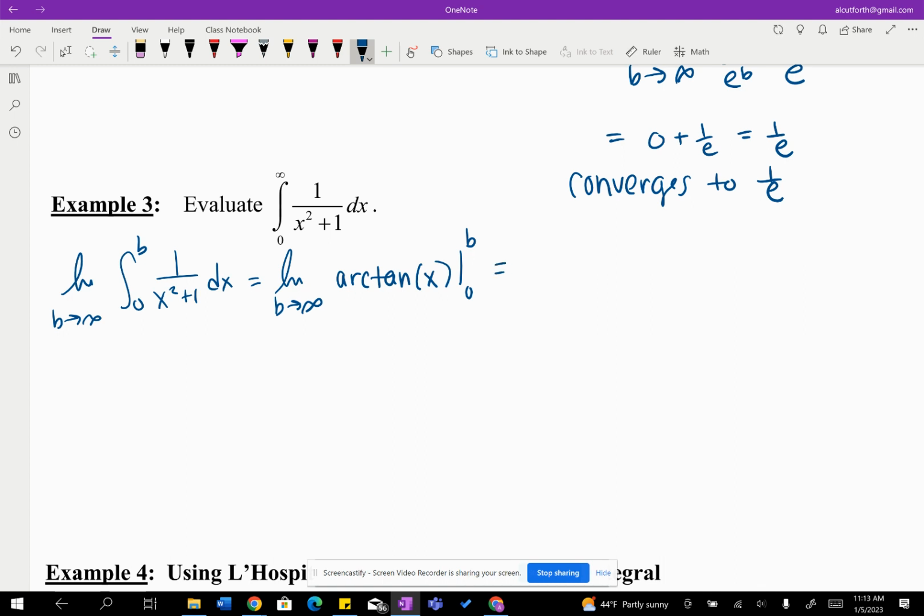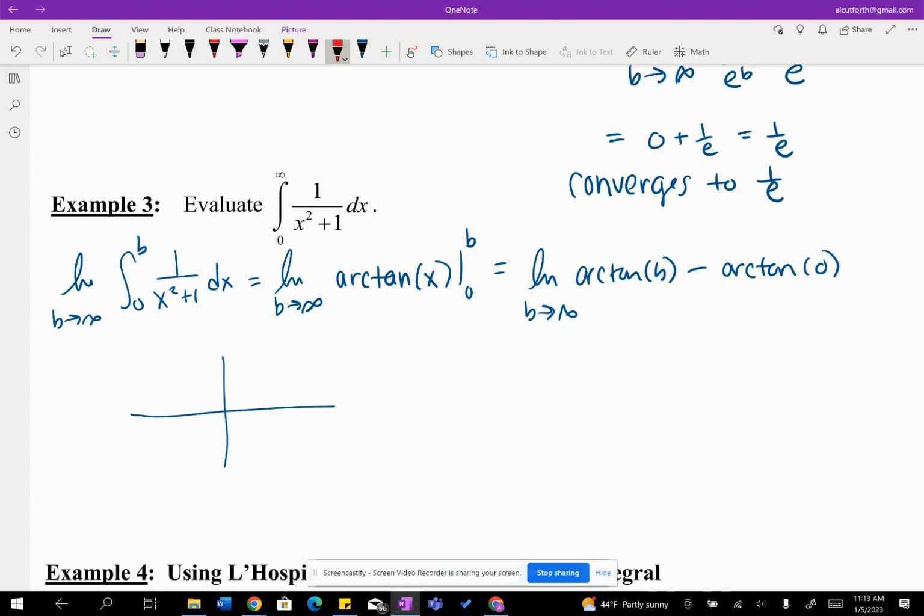Okay, so we're going to plug in b. Plug in 0 and subtract. I know, what the heck is arctangent of 0? Or how do we find the limit of arctangent? Well, this is the one graph they like you to use. I don't expect you to remember off the top of your head what arctangent looks like, but that's why we're going to talk about it right now, okay?